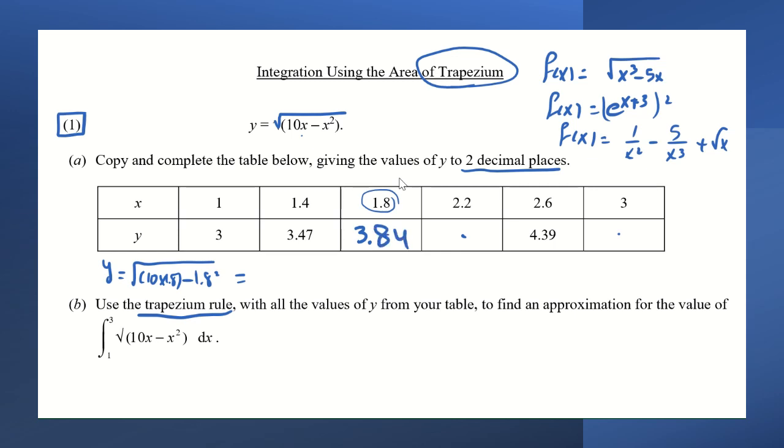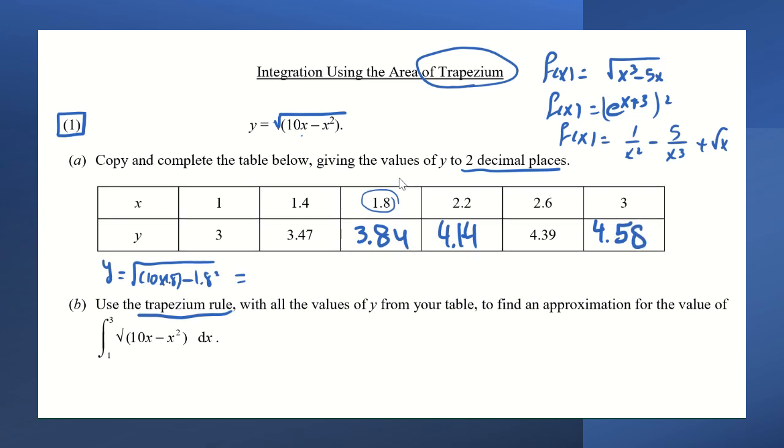The second one, I'm going to use x as 2.2, and the answer is 4.14. And then I'm going to replace x with 3. So root of 10 multiplied by 3, which is 30, minus 3 squared, which is equal to 9. So it's root 21, which is 4.58.